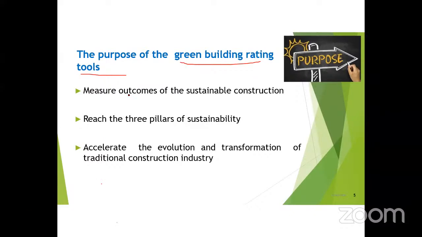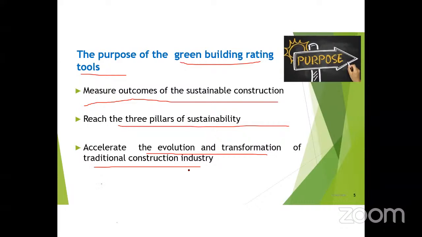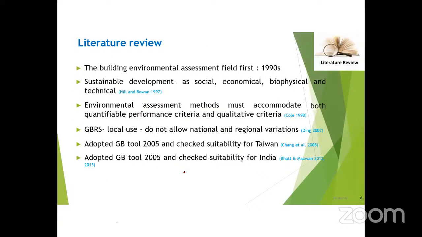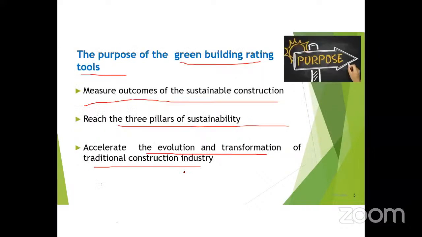Now, the purpose of green building rating tools is to measure the outcome of sustainable construction. It is based on the set criteria and parameters, which have some predefined points. So by adding all the points, you can measure the outcome of the sustainable construction, to reach the 3 pillars of sustainability: economy, social, and environment. With the help of these measuring tools, the green building rating tools, we can see whether we are reaching these 3 pillars, and accelerate the evolution and transformation of the traditional construction industry. So this is the basic purpose of green building tools.